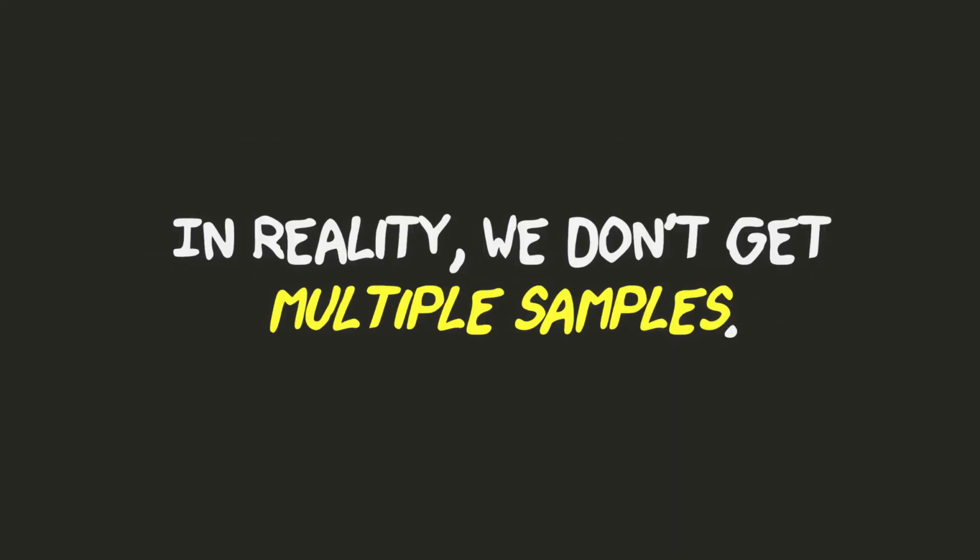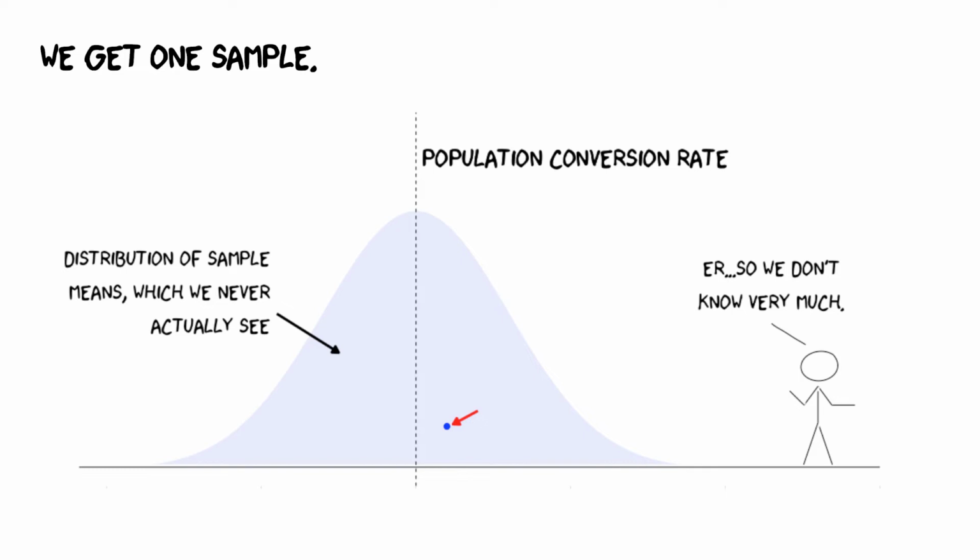So in reality, we don't get multiple samples. We just get one. We get the one set of data that we pulled. We don't know what the population conversion rate is. We don't know what the distribution actually is. We never actually see that. We just get this one point, and we don't really know where it falls in this larger context. So what is that sample?